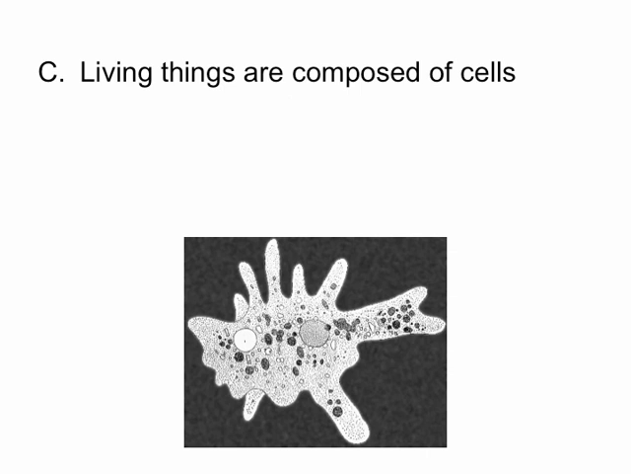Living things are also composed of cells. You only have to be one cell in order to be considered a living organism. However, humans are multicellular, meaning that we have many, many cells. So cells, again, are the smallest unit of life.